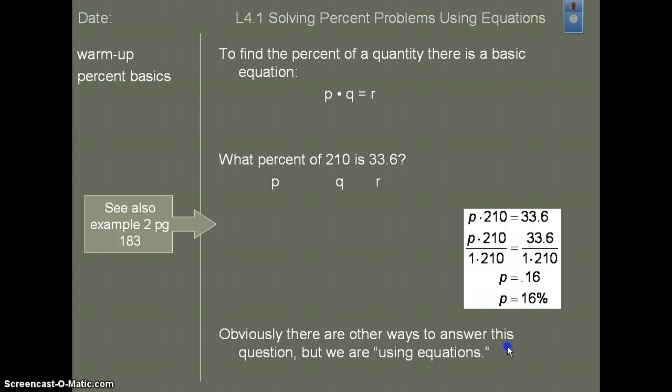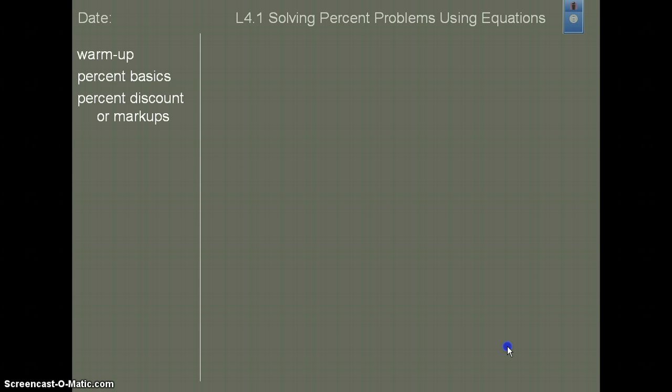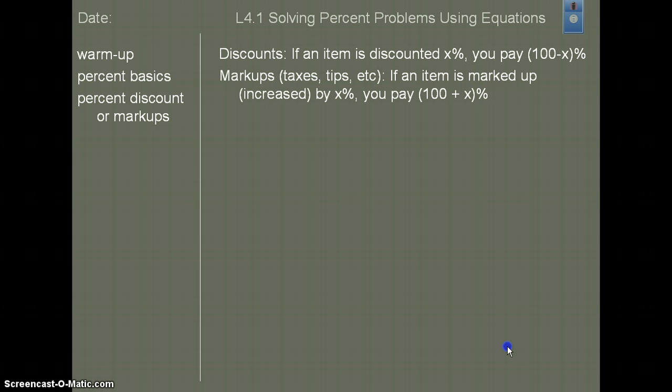Again, there are other ways to do this, but today we are going to be using equations. Percent discounts and markups. This is where things get a little tricky. A discount, if we have an item that is discounted X percent, then what we're really paying is 100 minus X percent. And if we're talking about a markup, that would be something like a tax or a tip. If an item is marked up or increased by X percent, what we're really paying is 100 plus X percent.